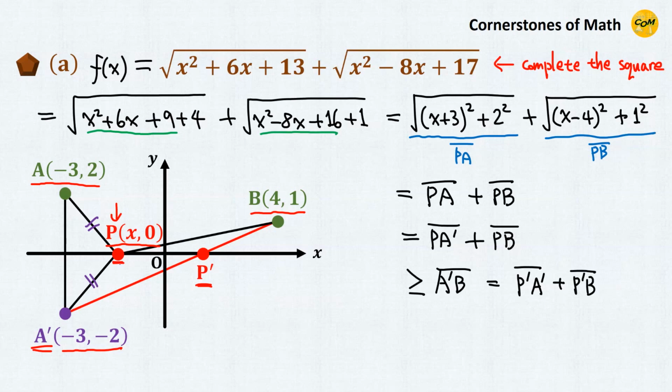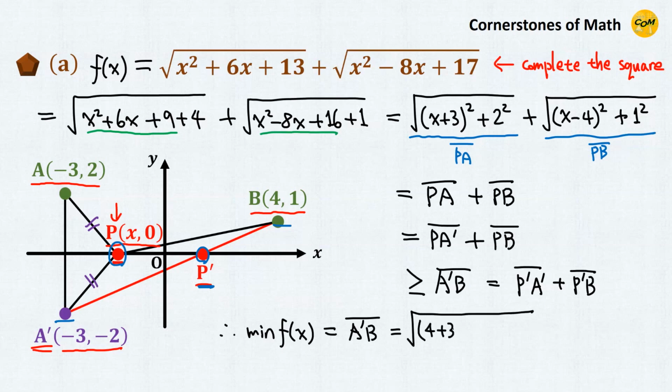Therefore, f(x) is minimum when this point P is located at the position of P prime, that is, when P is on the line segment A prime B. And the minimum value is simply the length of the line segment A prime B, which is square root of the difference between x coordinates, so (4 plus 3) squared, and the difference between y coordinates, so (1 plus 2) squared, which gives square root of 58.